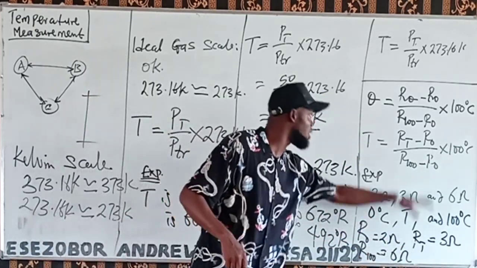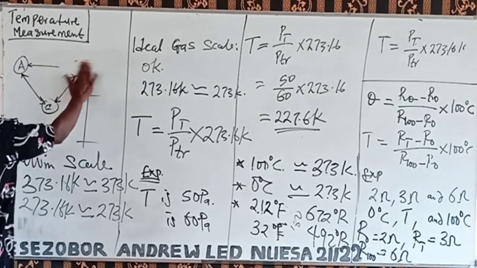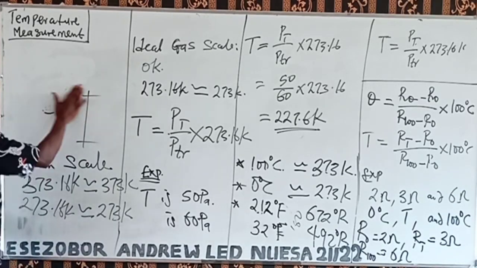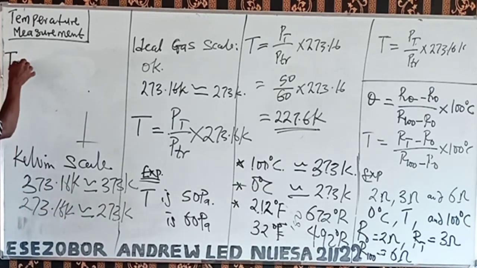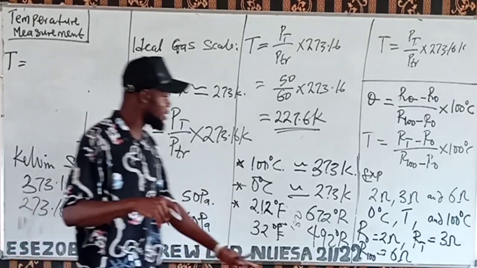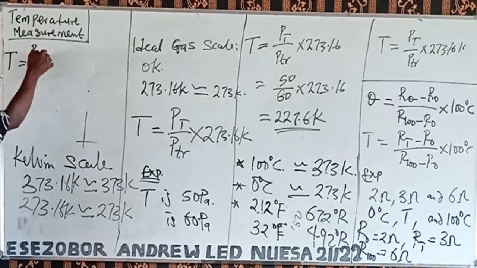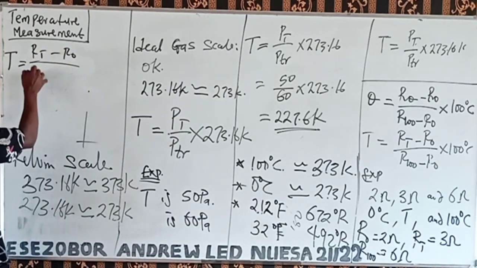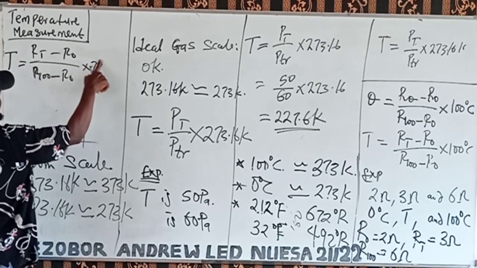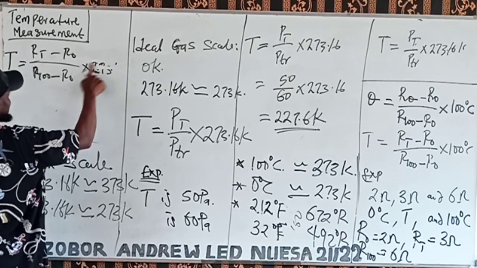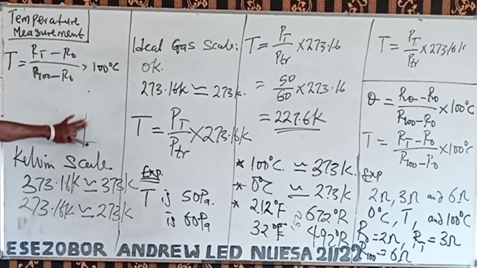So let's impute these values into this formula to see what we are going to have. Sorry about this. Let me quickly solve it here. We're going to have the value of T, that is the unknown temperature here, equal to R_T minus R_0 over R_100 minus R_0, times 100 degrees Celsius.